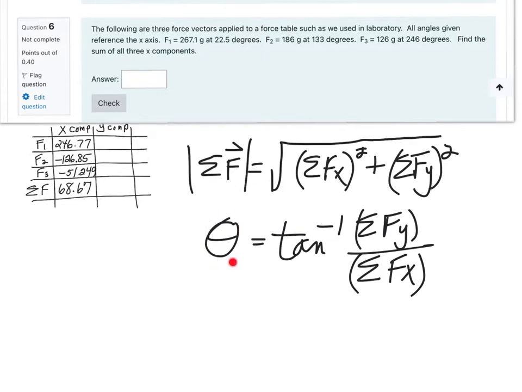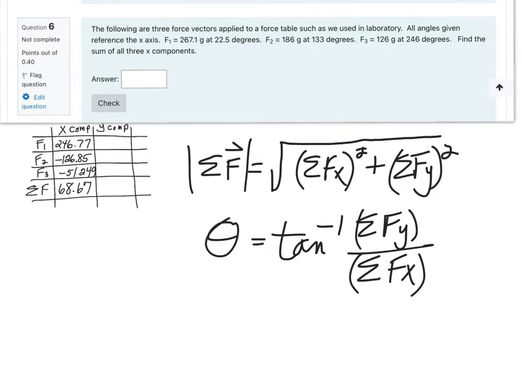To get the angle, you take the opposite over the adjacent, the sum of the y components divided by the sum of the x components, and take the inverse tan, and that will give you the angle. The only thing here is you do have to be cautious. You've got to look at the diagram and the angle. This could be the answer, or in some cases you might have to add or subtract 180 degrees.